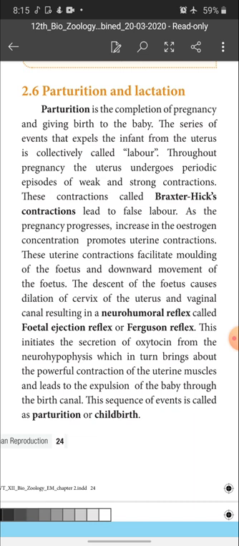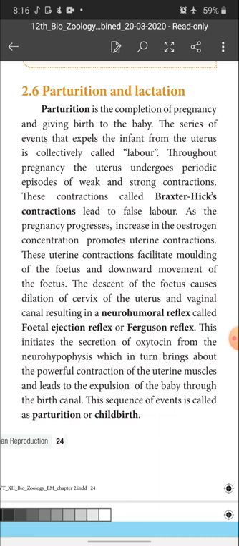What is the function of oxytocin? It increases the contraction and relaxation of the uterus. This increased contraction and relaxation of the uterus expels the fetus out from the uterus. So this is what happened. This sequence of events is called parturition or childbirth. What are the sequential events that take place in childbirth?